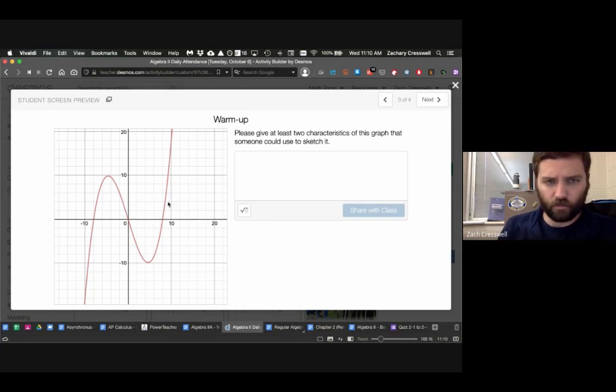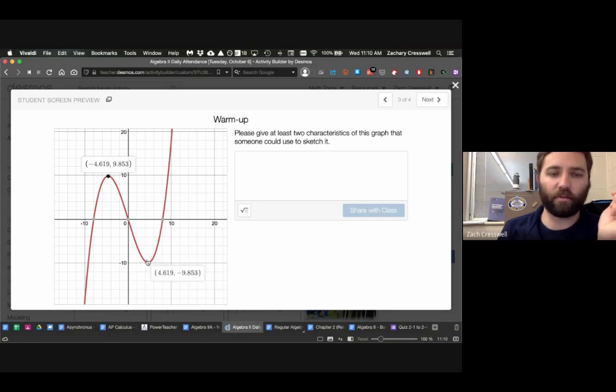This one, there's a lot more going on here. So there's a lot more options for characteristics of the graph. A few things that you might put in. Zeros of the graph. So here at -8, 0, and +8. They're zeros of the graph. There's a maximum here at about -4.6, comma 9.9. And then there's a minimum here at +4.6, comma -9.9. You could also say something about where it's increasing and decreasing. So you might say that it's increasing when x is less than -4. You might say that it's decreasing from here to here. You might say that it's increasing the rest of the graph.